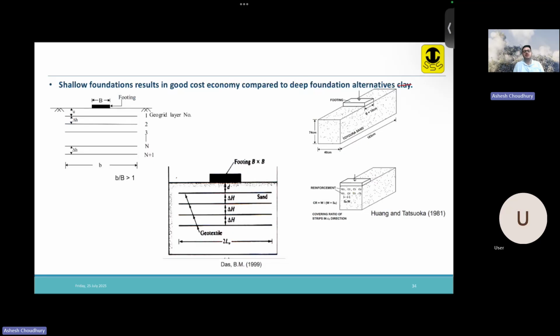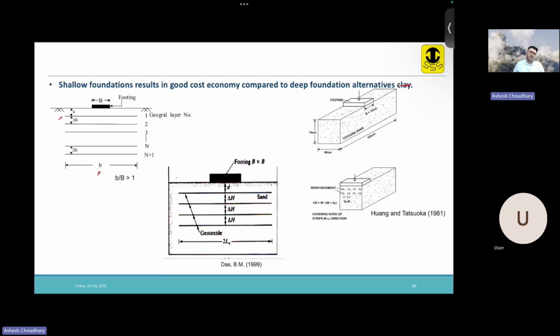So you can see here in the first image we have a strip footing of width B, and we have n+1 layers of geogrid that are placed, and the spacing between the geogrid layers is delta H, and the depth of the first layer of the geogrid is u. So these things are very important. We will discuss this in detail later.